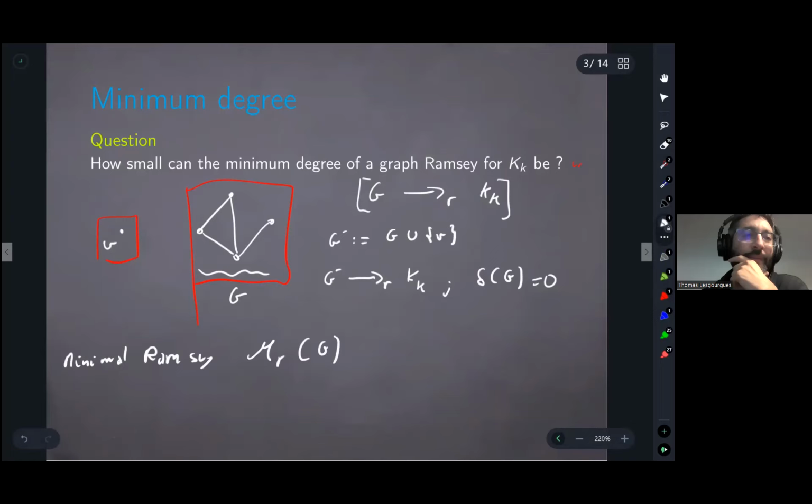So the parameter I'm going to study with you today is this parameter, s_r of K_k, and it's the minimum of the minimum degree over all graphs that are minimal Ramsey for K_k. There's a lot of minimal here, but that's what we study. So if we look at graphs that are Ramsey for K_k, how small can the minimum degree be?